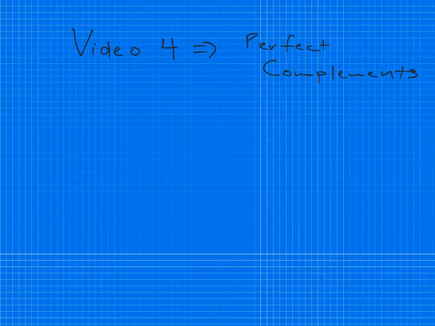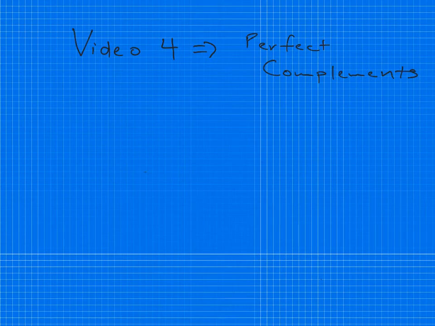Welcome to video 4. This is the next video in the series, and in this video we're going to be working with the perfect complements utility function. We're going to look to do two things in this video. We're going to do some optimal choice analysis, and then once we've got a handle on that, we're going to turn our attention to deriving demand functions for each of the goods in our utility function.